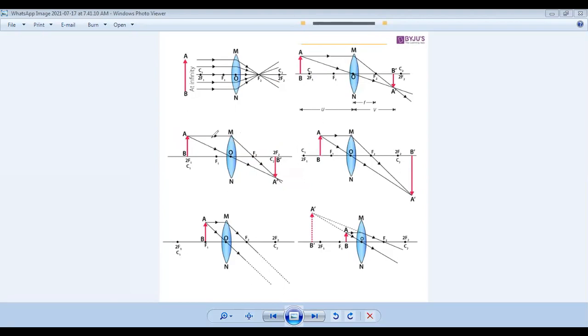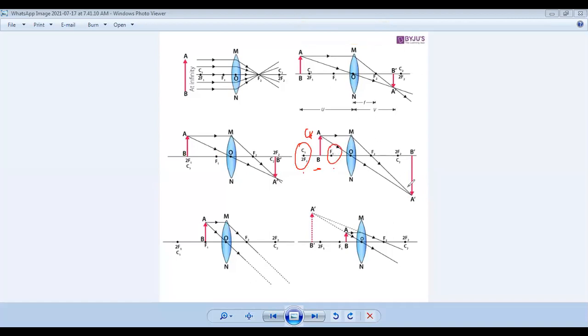In the fourth case, guys, now I am moving to between 2f1 and f1, that is between C and F. So I'll get the image this time beyond 2f2. See here, this is the case. Now my object is in the fourth position. It is between the center of curvature of the lens and the focal length, that is between 2f1 and f1.